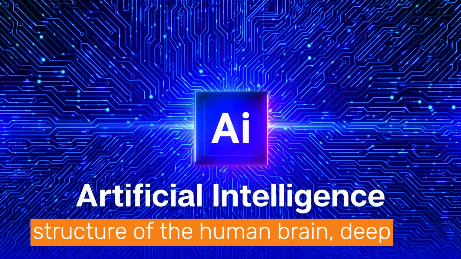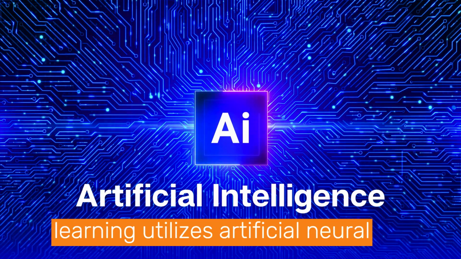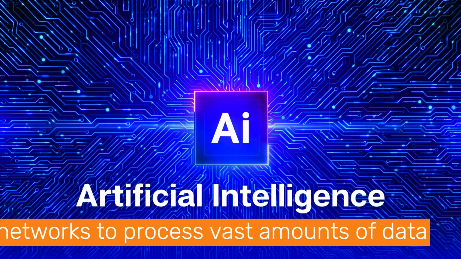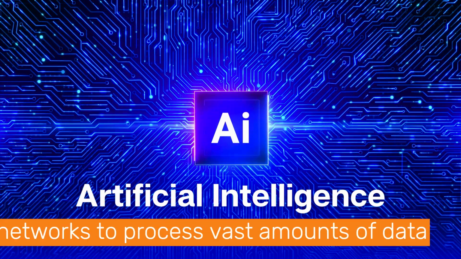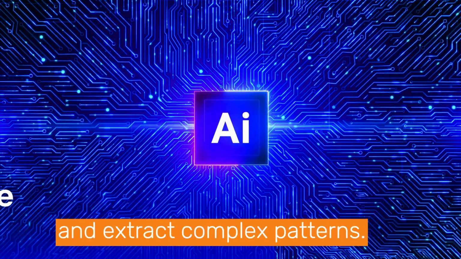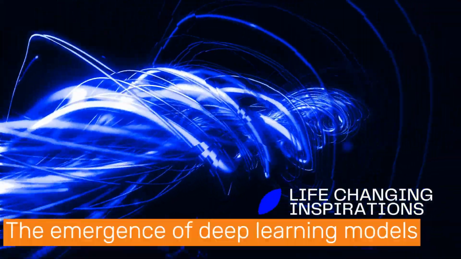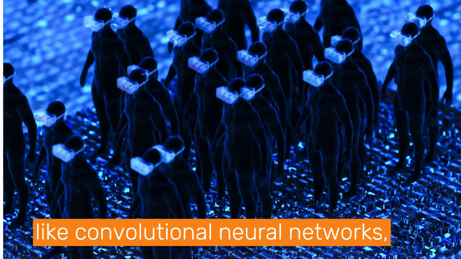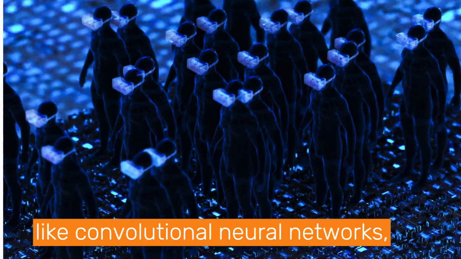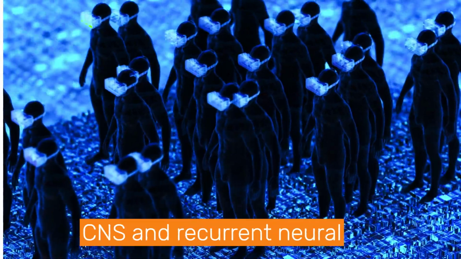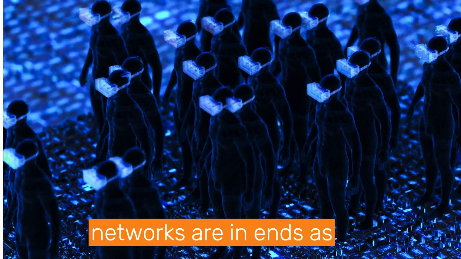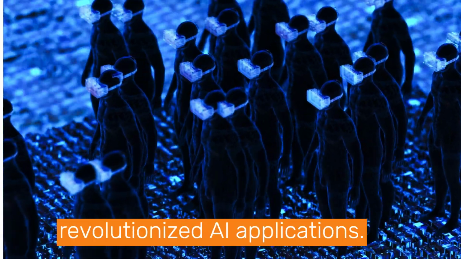1.2 Deep learning. Inspired by the structure of the human brain, deep learning utilizes artificial neural networks to process vast amounts of data and extract complex patterns. The emergence of deep learning models like convolutional neural networks, CNNs, and recurrent neural networks, RNNs, has revolutionized AI applications.